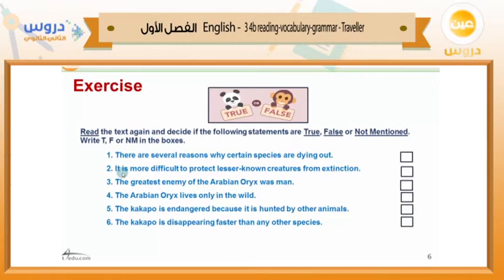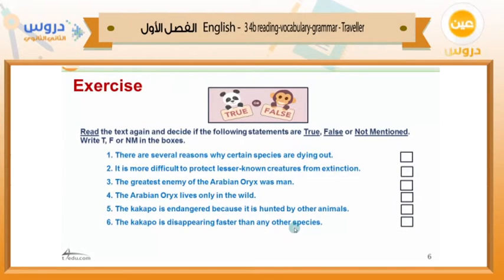Did we talk about this? Did the text that we read mention this? So there are several reasons why certain species are dying out or extinct. 2. It's more difficult to protect lesser known creatures from extinction. 3. The greatest enemy of the Arabian oryx was man. 4. The Arabian oryx lives only in the wild. 5. The Kakapo is endangered because it is hunted by other animals. Or 6. The Kakapo is disappearing faster than any other species. So for number 1, there are reasons for these species that are dying out.